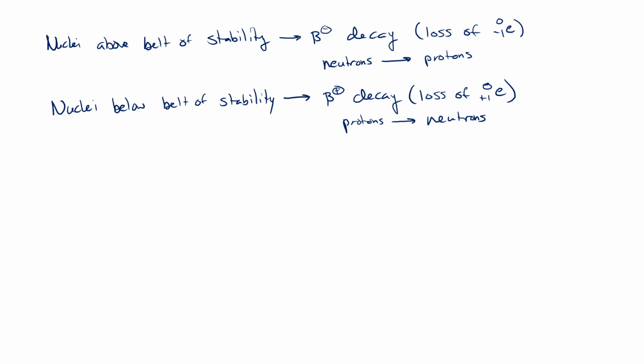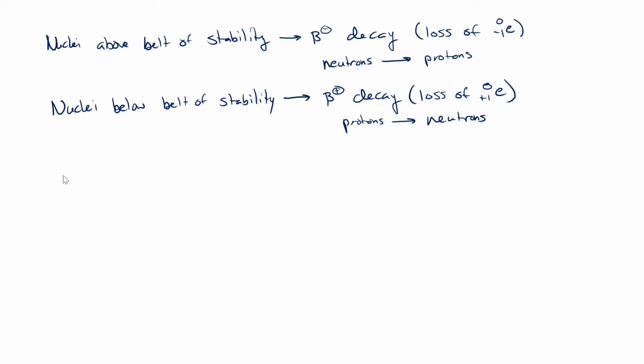In the previous video, we talked about beta decay, or the production of beta particles when a nucleus is not stable, right? So nuclei that are above the belt of stability tend to undergo beta minus decay. They lose electrons, negatively charged particles, and they convert neutrons into protons. Nuclei below the belt of stability undergo beta plus decay. They lose positrons and convert protons into neutrons, right? So beta minus decay and beta plus decay are both related to this belt of stability.